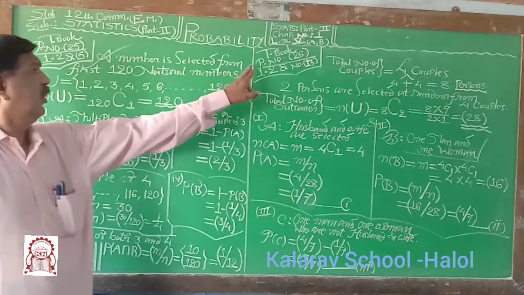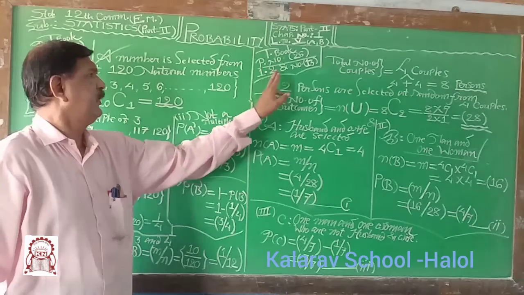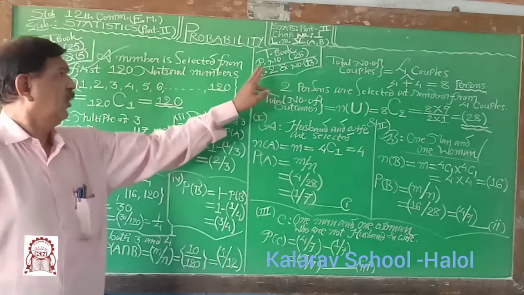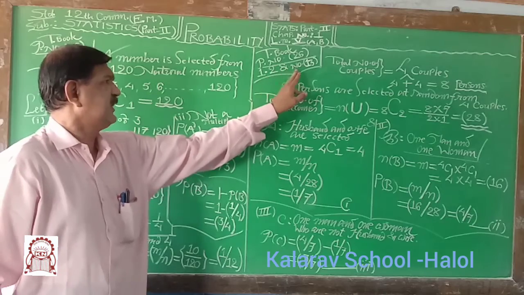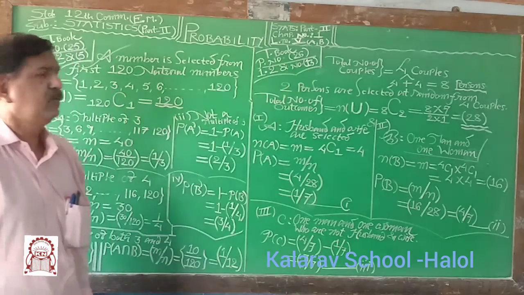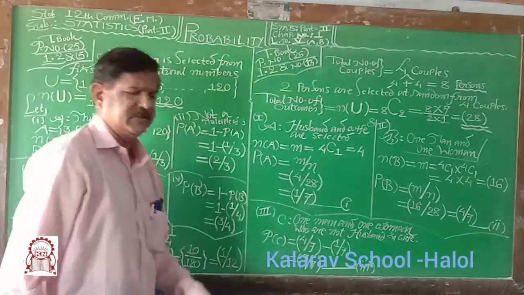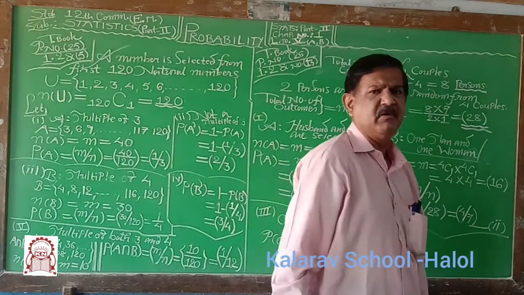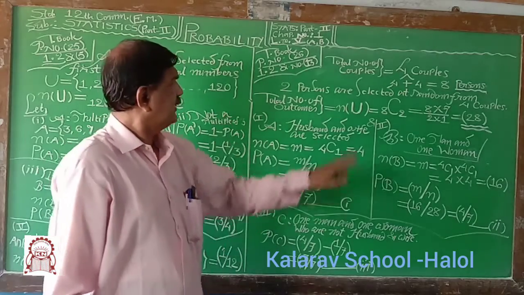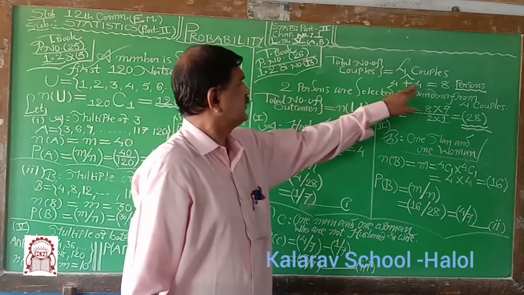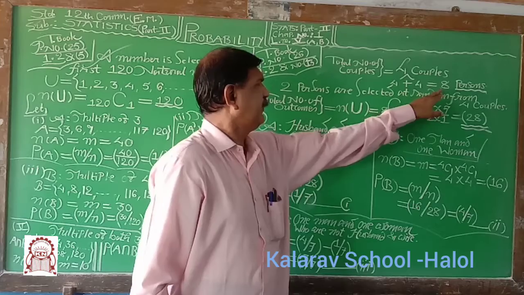On page number 26, exercise 1.2, example number 13. Now, there are 4 couples. 4 couples means husband and wife. 1 couple means a husband and a wife. So 4 couples means 4 plus 4, a total of 8 persons.